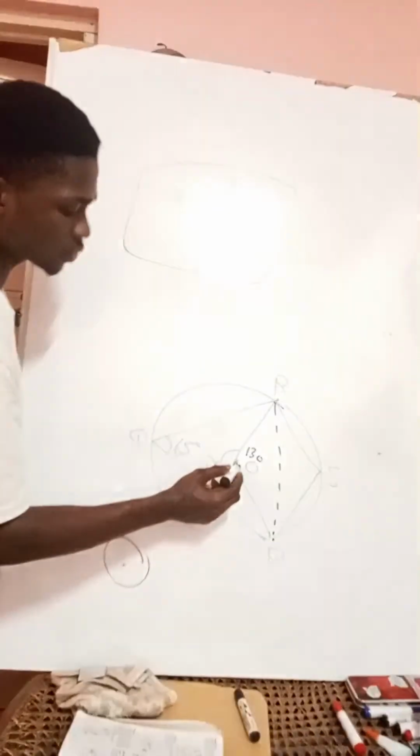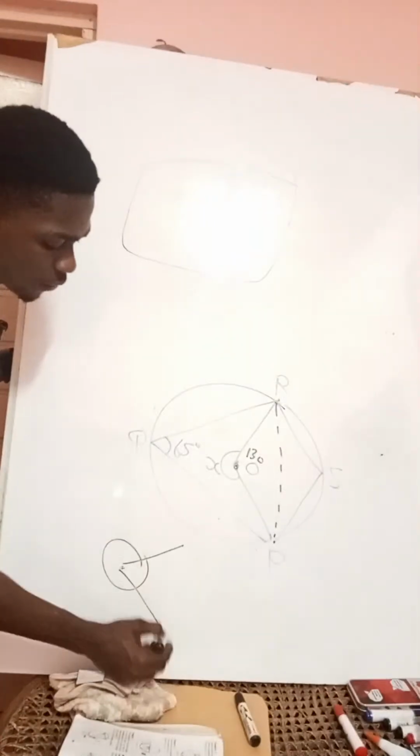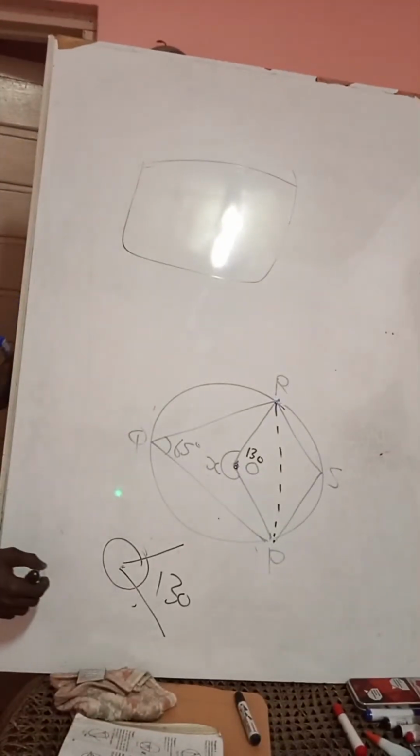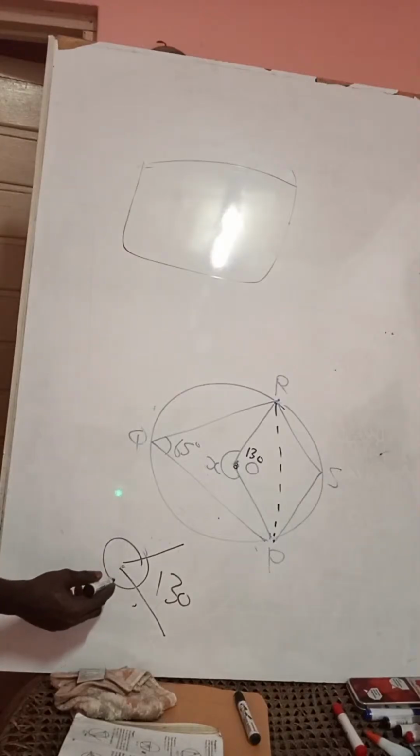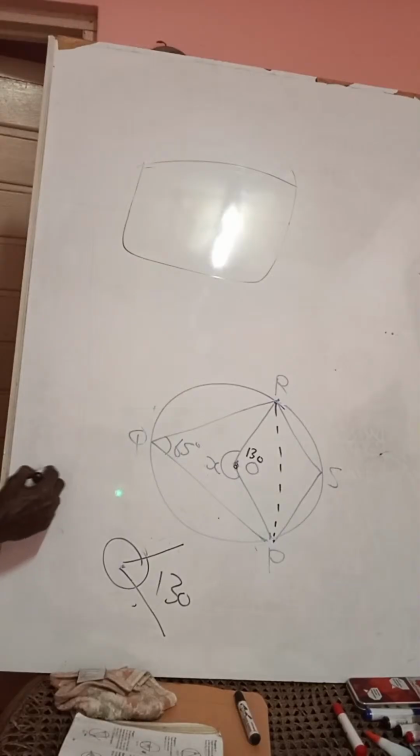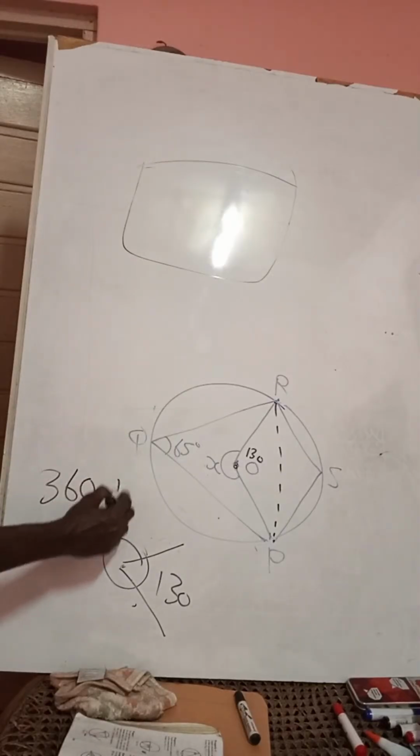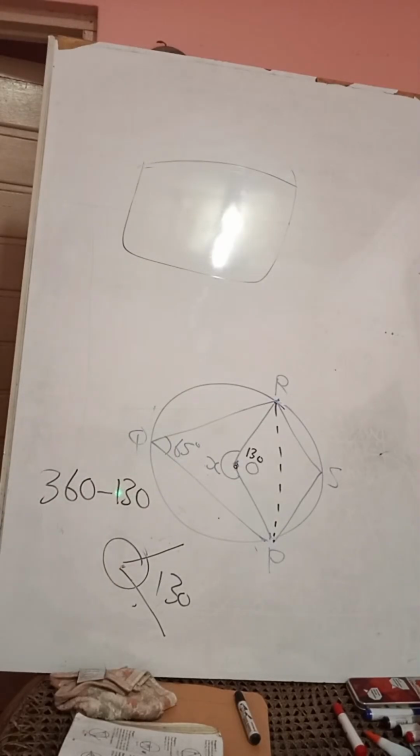And then you have here as 130. So what will be this angle? You will deduct it from 360. Do you understand? So you deduct this one from 360, to be 360 minus 130. That will be the answer. 360 minus 130 is going to get us what? 230. So it means x is equal to 230.